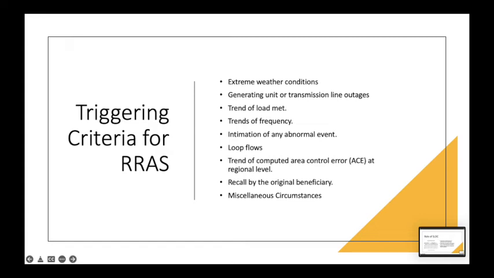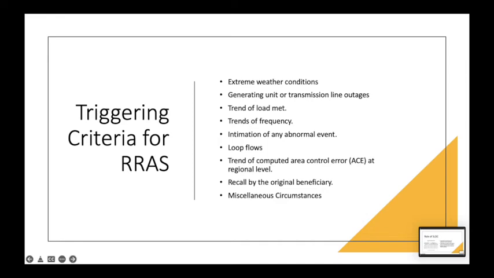Next is about the triggering criteria for RRAS. The first is the recall by the original beneficiary. The next criterion for RRAS triggering is any major upstream or any major change in the grid voltage which is beyond the operating range specified in the Indian Electricity Grid Code, or the real-time power flow along a corridor is such that the n-1 criteria may not be satisfied, or any transmission line is loaded beyond the normal limit specified in the CEA manual. In those events also RRAS will be applicable, or it will come into picture.